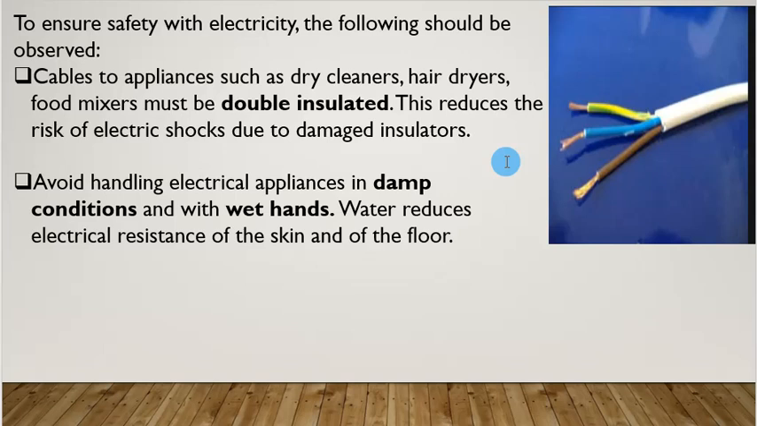So now imagine if a current of 240 milliamps passes through your heart for a period of 2 minutes or a minute. That means the result will be electrocution. That will be fatal. So ensure that you do not handle electrical appliances with wet hands and in damp conditions.